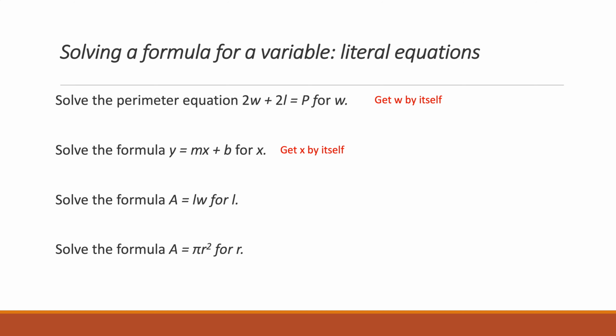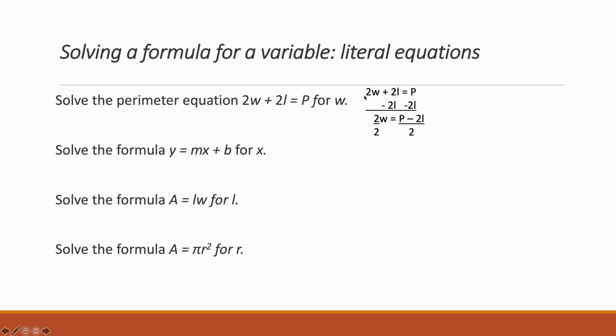For the next one, we want to get X by itself because it says solve for X. What about the next one? It says solve for L. What does that tell you to do? Get L by itself. And what about the last one? Get R by itself. Okay, so these are called literal equations or formulas. Now, let's go back, take these away. That's the directions that we have to say. Now let's show you just how easy it is to do this work, okay?